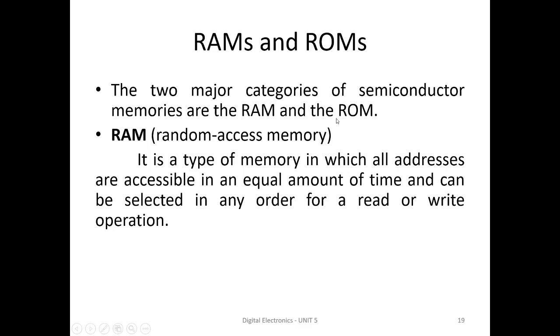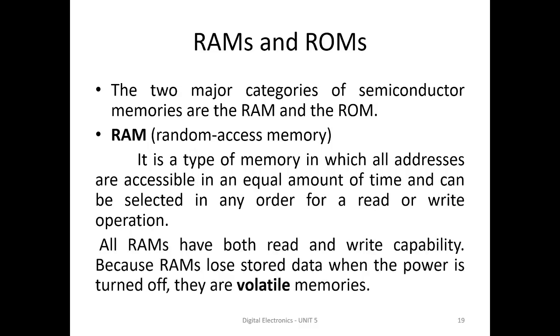One is random access memory and the other one is read-only memory. In this video, we are going to deal with random access memory. It is a type of memory in which all addresses are accessible in an equal amount of time and can be selected in any order for a read or a write operation. So you can do a read operation and you can also do a write operation. That is nothing but your random access memory.